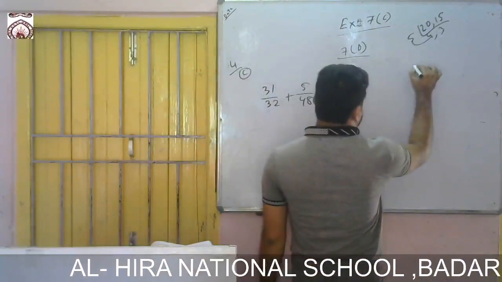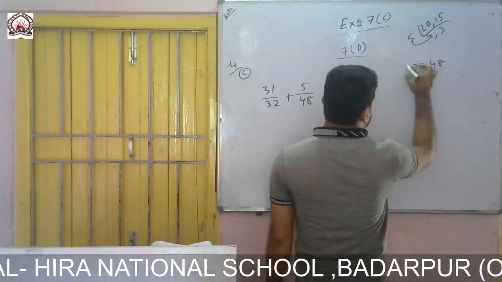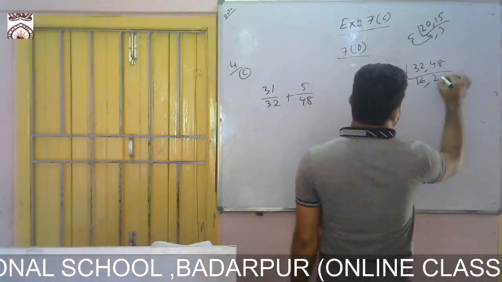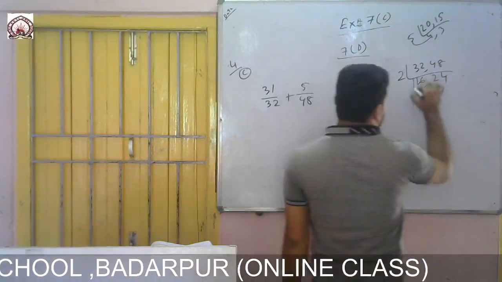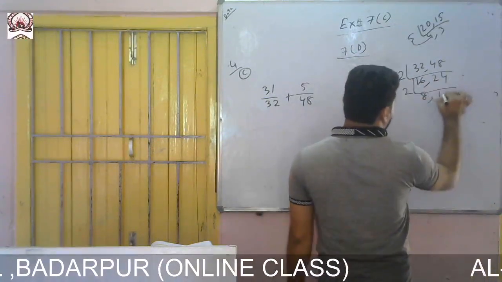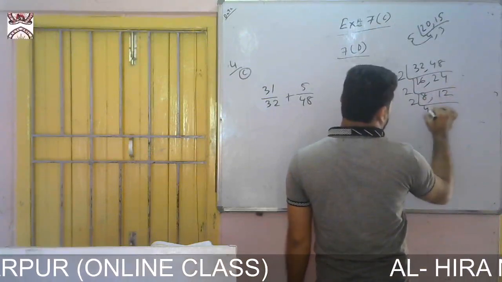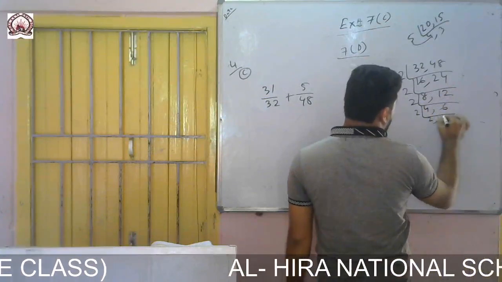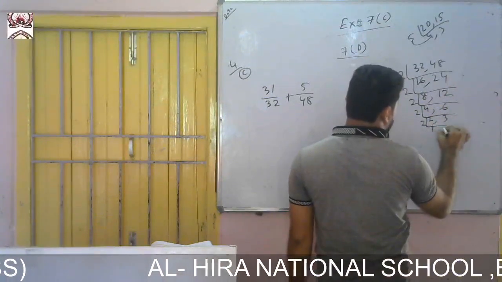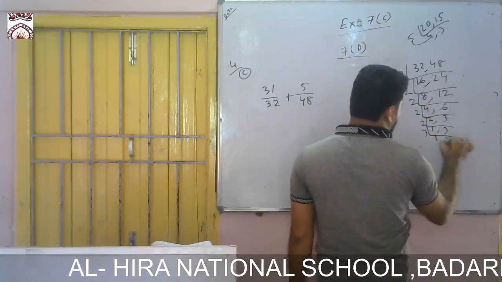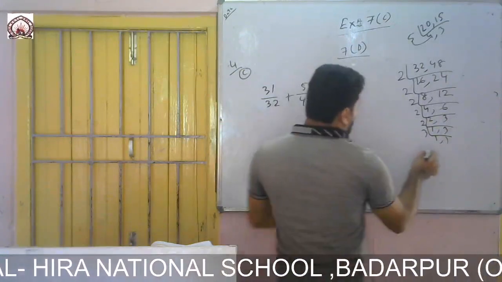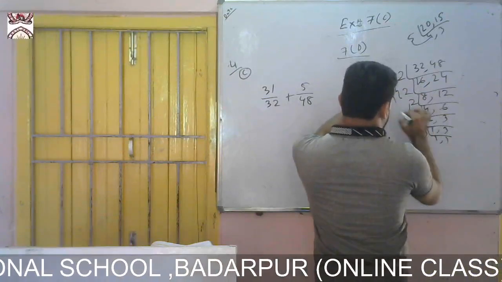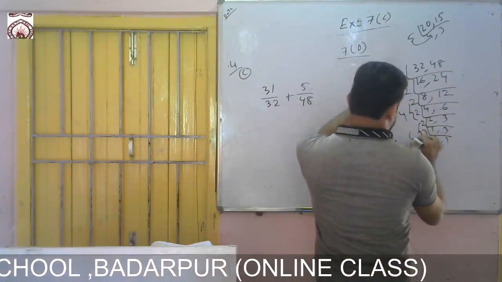Take LCM. So 2 sixteens are 32 and 2 twenty-fours are 48. Again 2 eights are 16, 2 twelves are 24. Again 2 fours, 2 sixes. Again 2 twos, 2 threes. Again 2 ones, 3. Again 3 ones. So what are we getting? 2 into 2 here is 4. Again 2 into 2 here is 4. Again 2 into 3 here is 6.